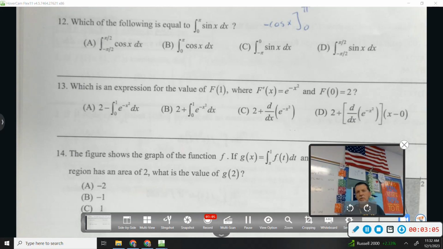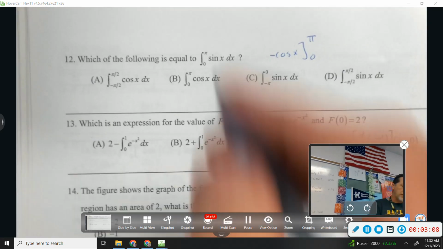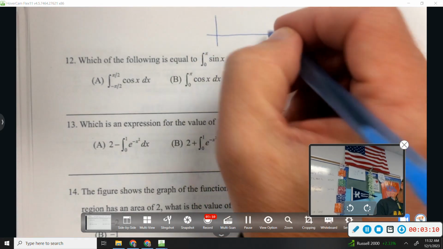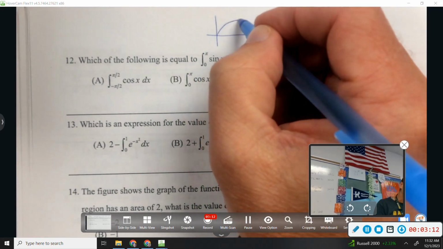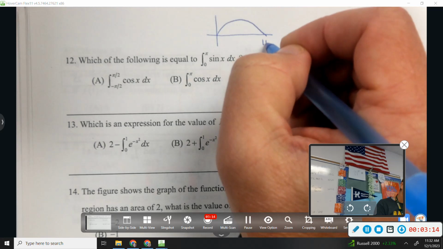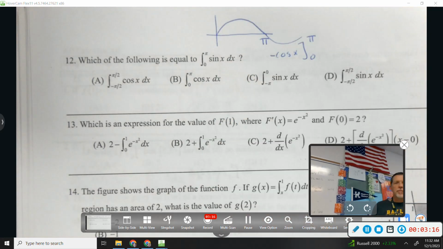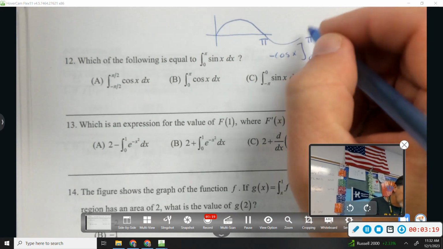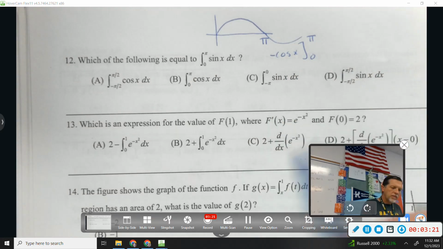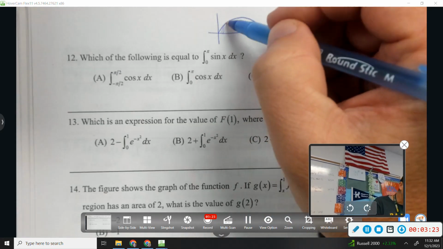I think a better way would be to think about the area way. Of course, you'd have to know what the graph of sine of x looks like. Like that. So, and it was from 0 to pi, so it would be this area.